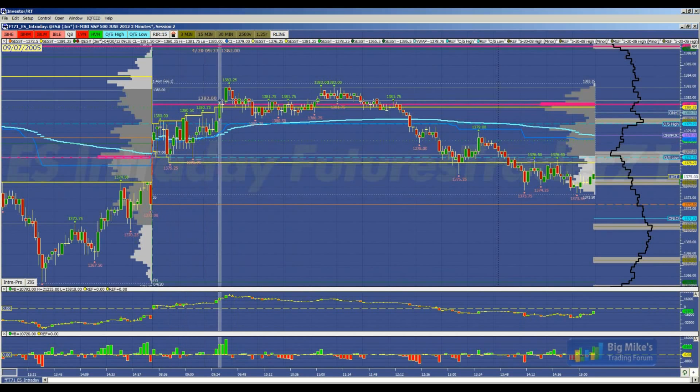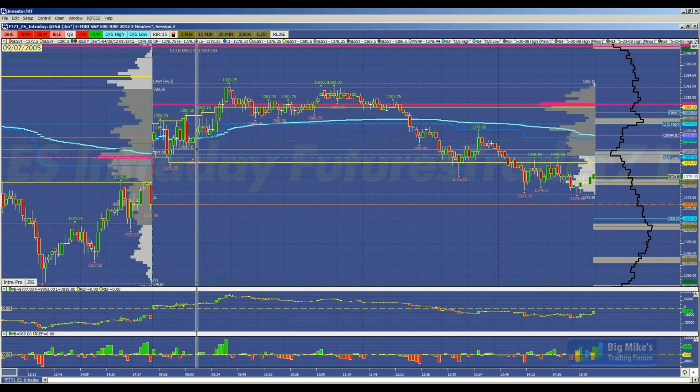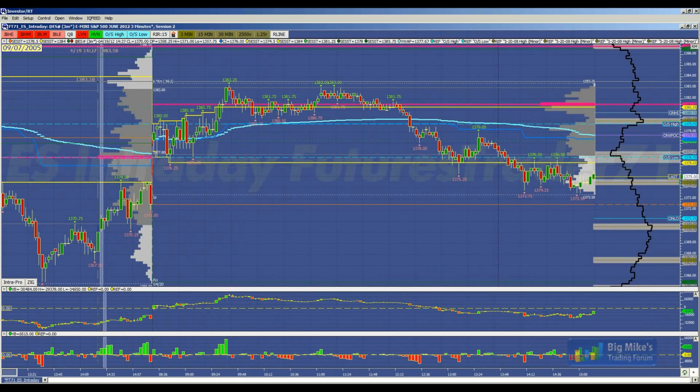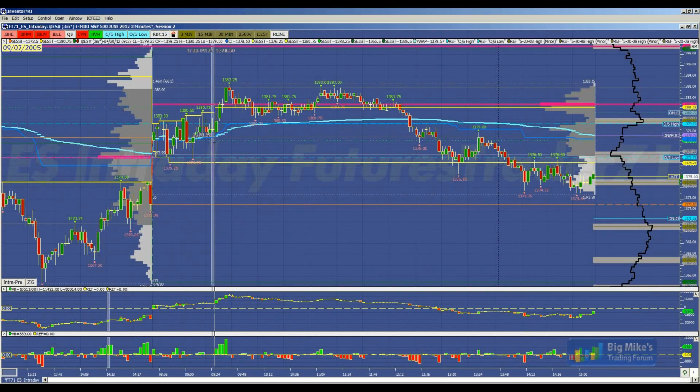So I'm looking for the long side. And what am I looking for on the long side? Since it tested 80 a couple times, I'm looking for it to test the most accepted price of the prior day, Thursday, 83.50. What does it do?